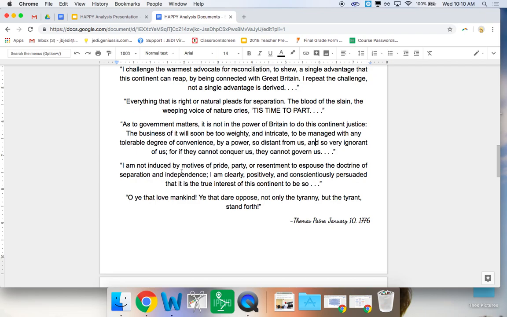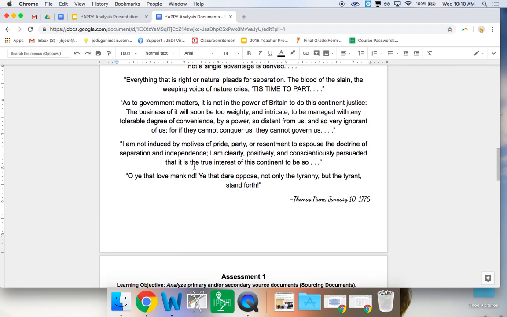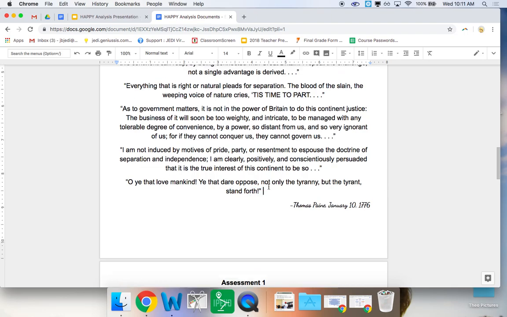I am not induced by motives of pride, party, or resentment to espouse the doctrine of separation and independence. I am clearly, positively, and consciously persuaded that it is the true interest of this continent to be so. So he feels persuaded that it is time for America to part. He's trying to persuade others. O ye that love mankind, ye that dare oppose, not only the tyranny, but the tyrant, stand forth. So this is a call to action. It's a rallying call to war.